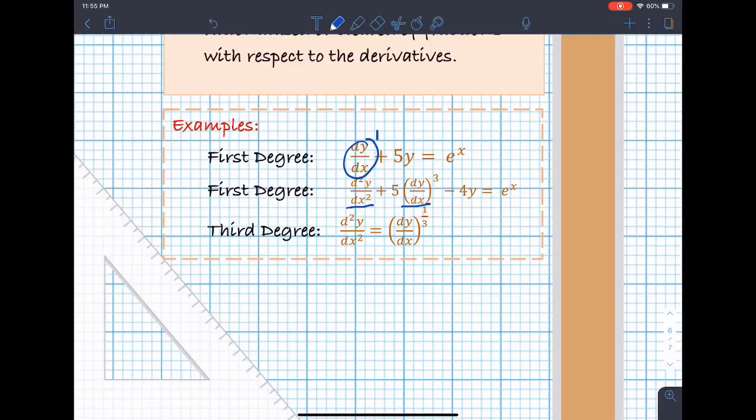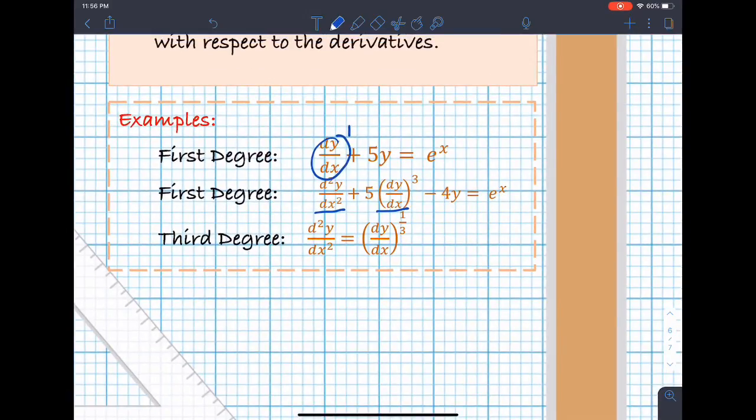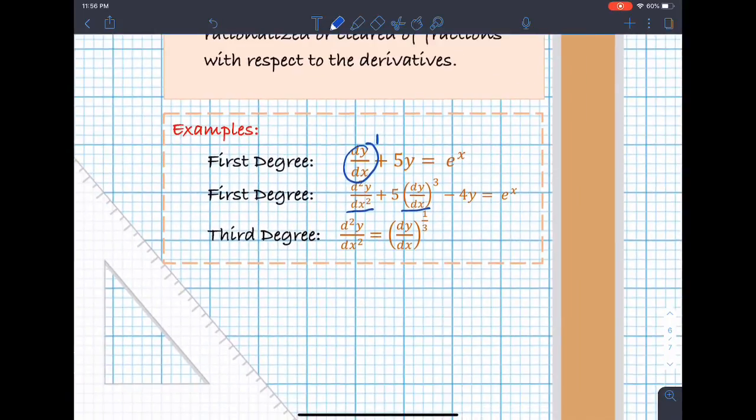So the second derivative of y with respect to x would still be considered as the order. Therefore, the exponent of the second order differential equation here is still 1. So therefore, the second equation is still classified as first degree.